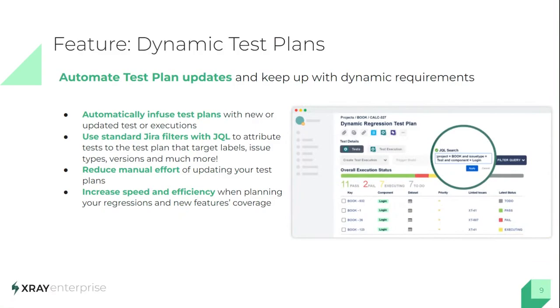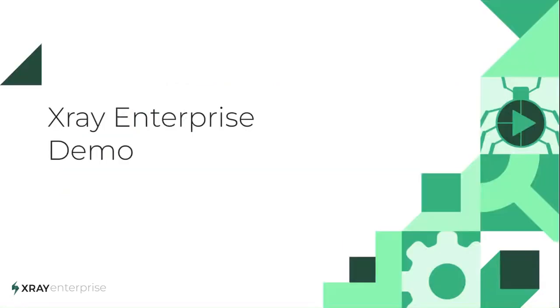Finally, we have dynamic test plans. And again, requirements aren't always static, and when there are changes in requirements, we may have to update our tests and test executions. Then, we had to go back and update all of our test plans with new tests, which can be very time consuming. With Xray Enterprise and dynamic test plans, you can use Jira filters with JQLs that target labels, issue types, versions, or any other characteristics of the tests, and automatically add them to your test plans. This allows you to be faster, more efficient, and to reduce manual effort of updating test plans.